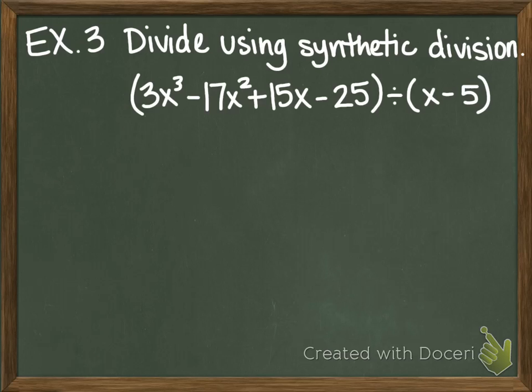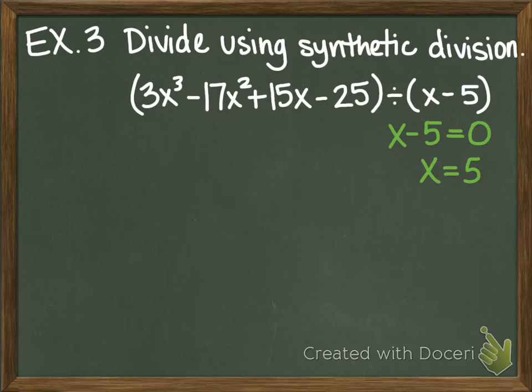Okay, so I have 3x cubed minus 17x squared plus 15x minus 25 being divided by x minus 5. So for synthetic division, we're going to start by setting what we're dividing by equal to 0. So that's x minus 5 equals 0, and I'm going to solve for x. So we know that x equals 5.